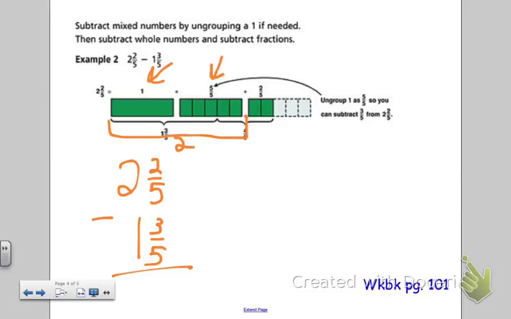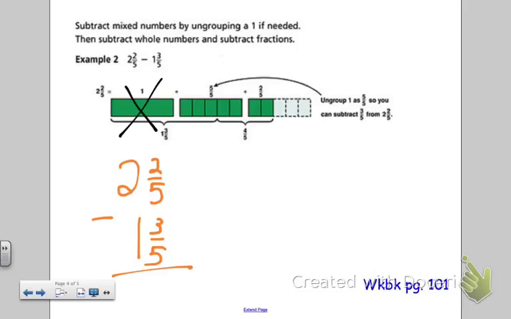They just wrote 5/5 instead of writing 1 whole, because they know 5/5 is the same as 1 whole. So there's the 2, and then here's the other 2/5. So right now I have in this diagram 2 2/5. And from that diagram I need to take out 1 3/5. So let's imagine, I'm going to erase this a little bit. I have 2 2/5 here, and now I need to take out 1 3/5.